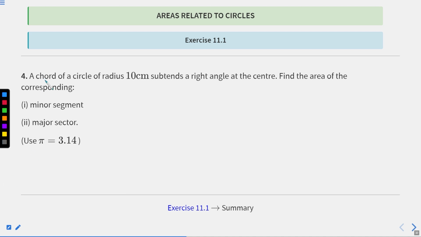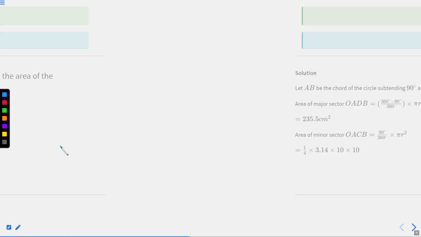It says a chord of a circle of radius 10 centimeters subtends a right angle at the center. Find the area of the corresponding minor segment and major sector. Here use pi equal to 3.14. We know the formula for the area of a minor sector, and the major sector is equal to pi r square minus the area of the minor sector. Now let us find.